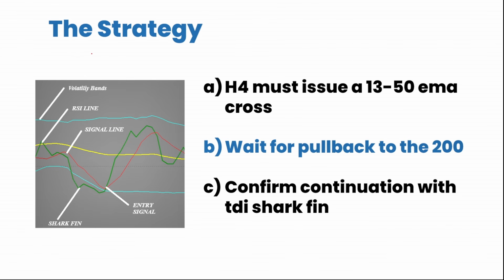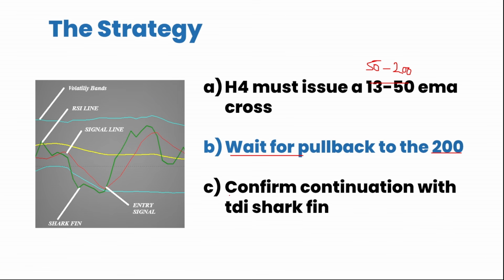So here's the strategy. We are going to be looking at the H4 time frame, where we must see a 50, 200 EMA cross. That is the first thing that we need to see on the H4 time frame. Then we need to see a pullback of the market to the 200 EMA. Whenever we see a crossover, usually the market would then respond by pulling back to the 200 EMA after the crossover of these two EMAs.